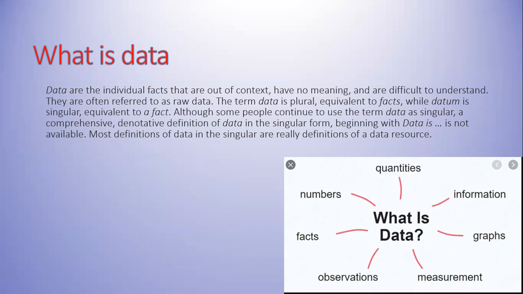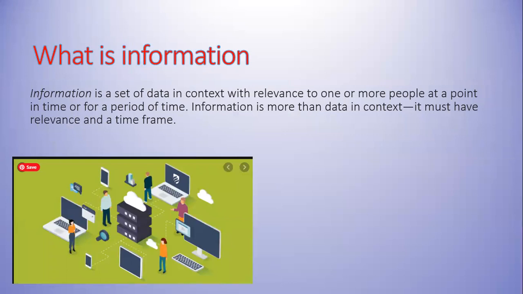Okay. And all of these things can be classified as data: different numbers, observations, measurements, graphs, and all sorts of stuff. So when people come to you with graphs and all sorts of bits and pieces, it is still not qualified information. In order to qualify it as information, you need to make sure that this data becomes data in context, relevant not just to you but to a few more people at a period of time.